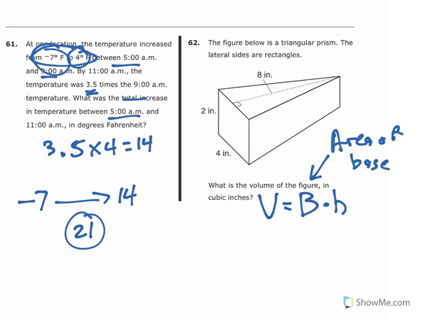So the reason that this is the formula, and it's hard because I'm using my hands and you can't see it, but it's the amount of stuff that we can fit on the bottom layer times how high we can stack those things, right?